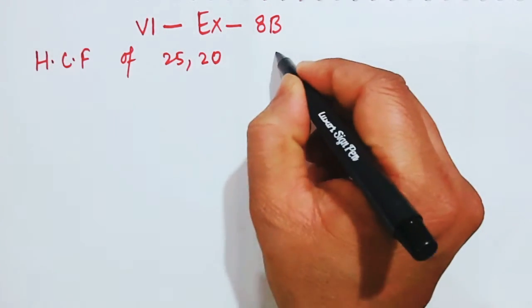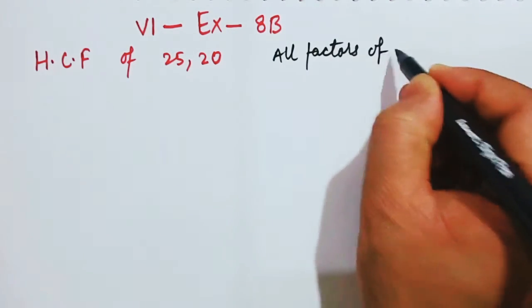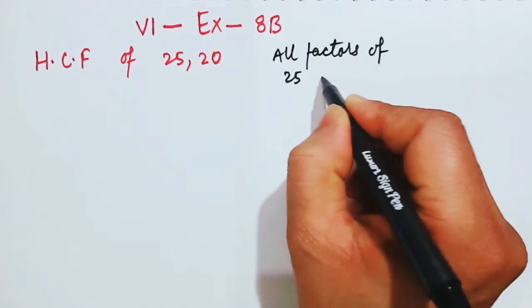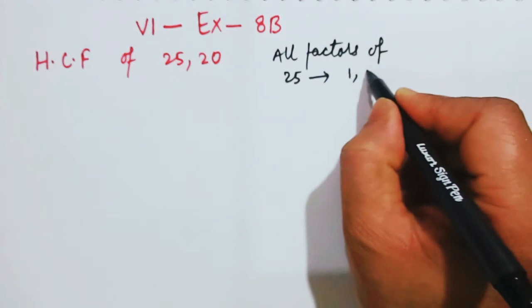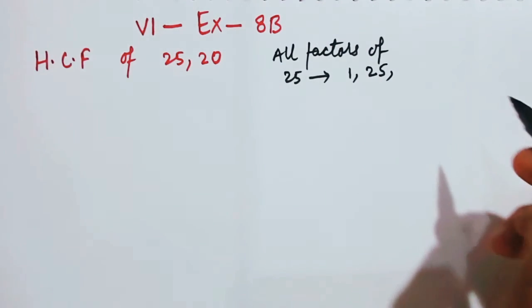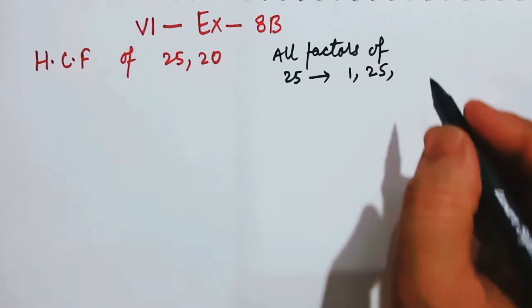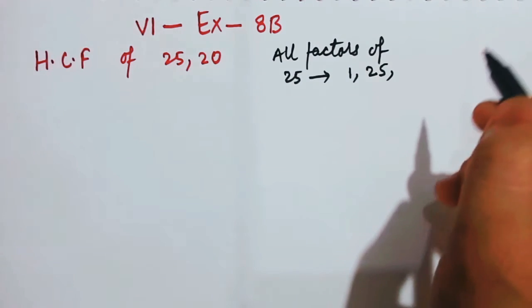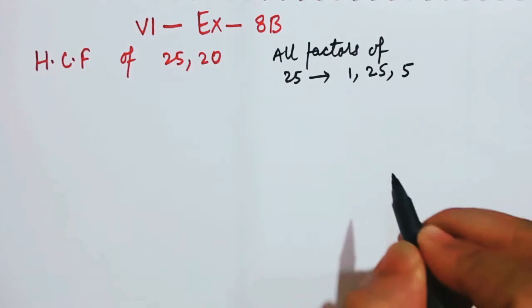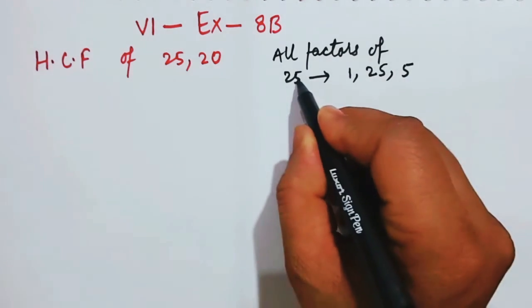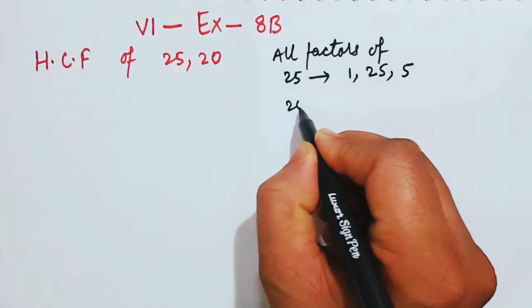All factors of 25 will be 1 and 25, at any cost, because for every number, 1 and the number itself are factors. Then we have 5, which is also a factor of 25. Can you find any more number which can divide 25? No. Let us now find the factors of 20.